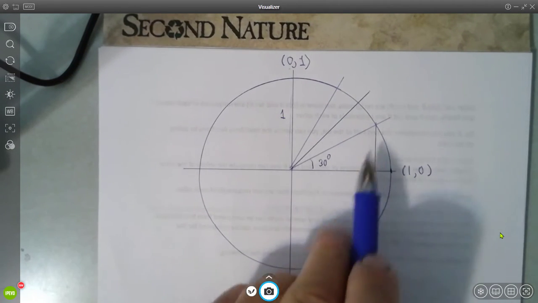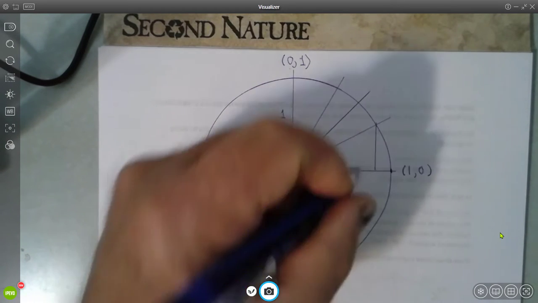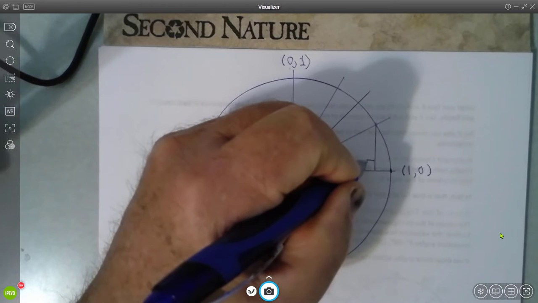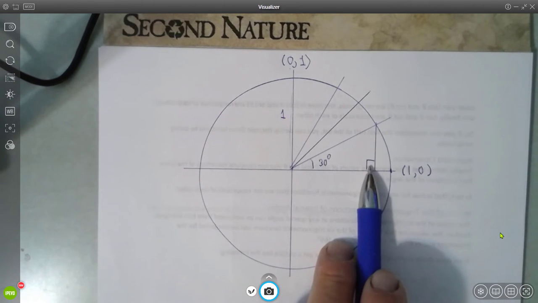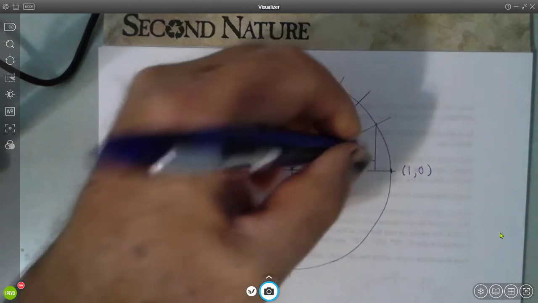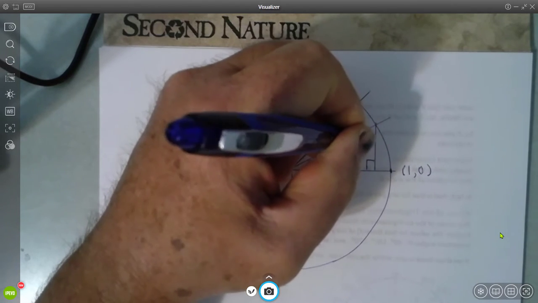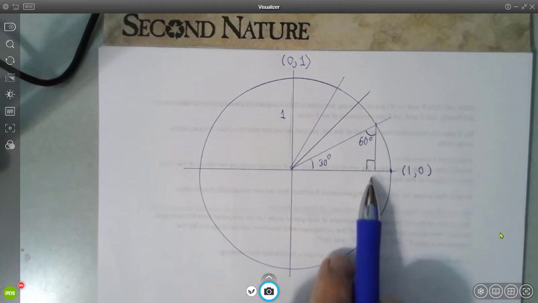Okay, let's see if we can compute this point right here. Well, this is a 30-degree angle. This is a 90-degree angle. These have to add up to be 180. So we have used 90 plus 30. That's 120. It leaves 60 left over. And how lucky, we're looking at a 30, 60, 90 right triangle.